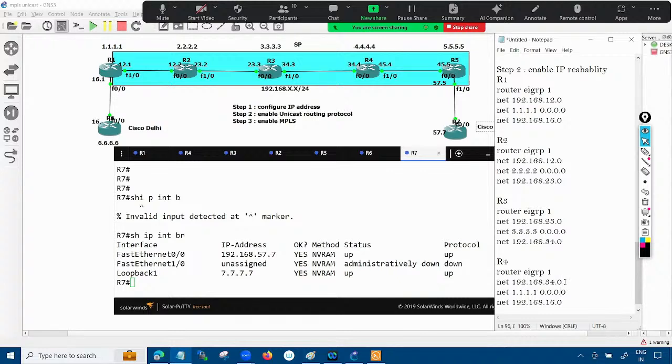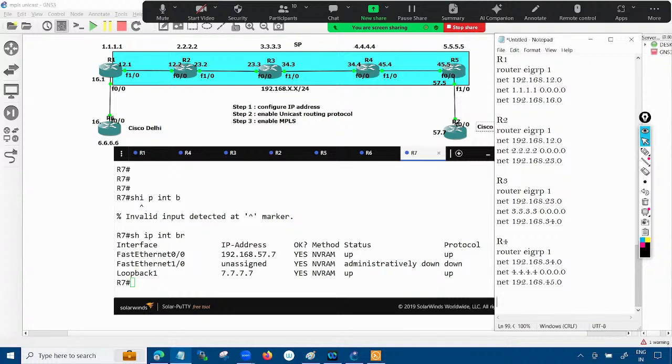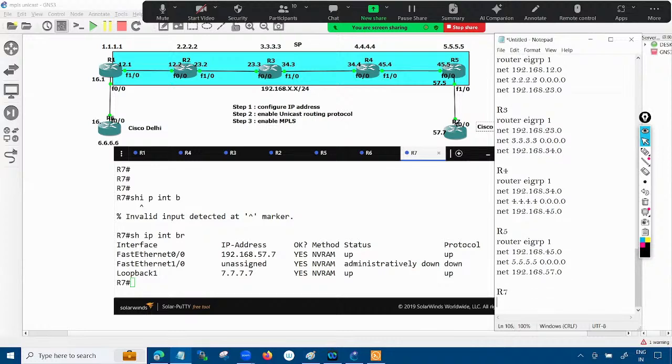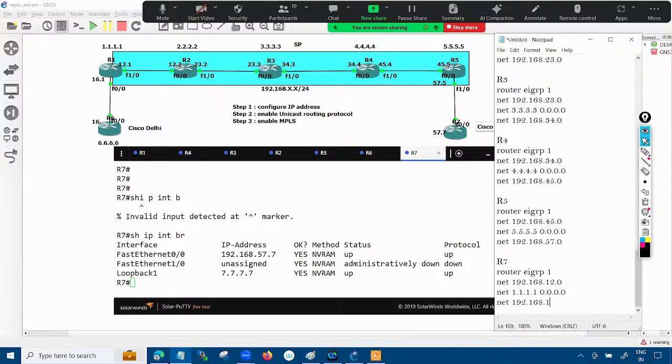34.0. 45.0. 57.0. 5.5.5.0, and it's like 45.0. R7 now we have 57.0.